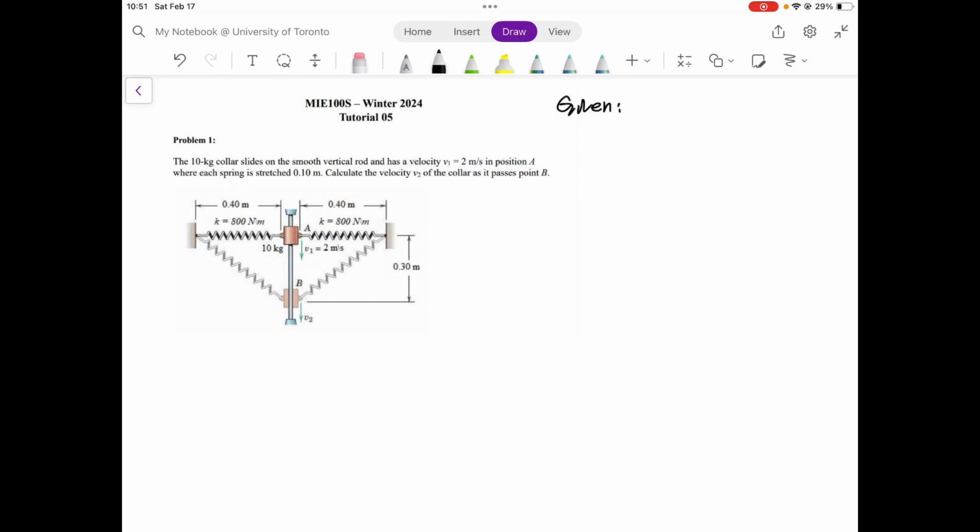We already have the initial velocity, V1, which is equal to 2 meters per second. And the spring constant is equal to 800 Newton per meter. We can call the length of the spring at point A, L1, and the length of the spring at point B, L2. So the stretch of the spring at point A is equal to 0.1 meter.